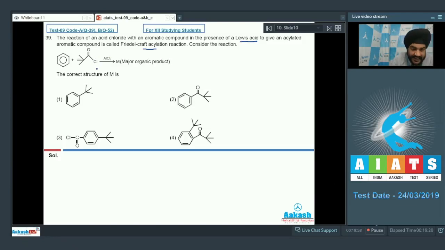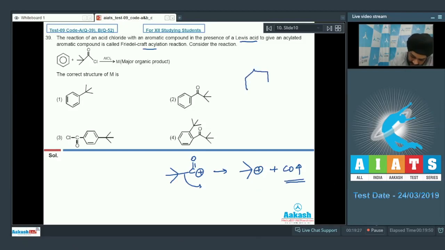It is going to extract this Cl. So after the extraction of Cl, we're going to have this acyl carbocation. Now we know that if this CO leaves, the carbocation left shall be the tertiary butyl carbocation, which is very stable. So in this case, it is observed that the CO group leaves, leaving this carbocation, and this carbocation now attacks the benzene ring and shows the Friedel-Crafts alkylation reaction, leading to the formation of this structure.